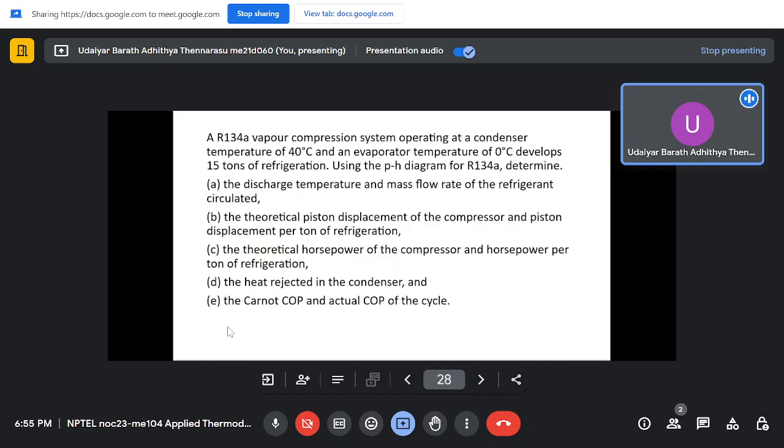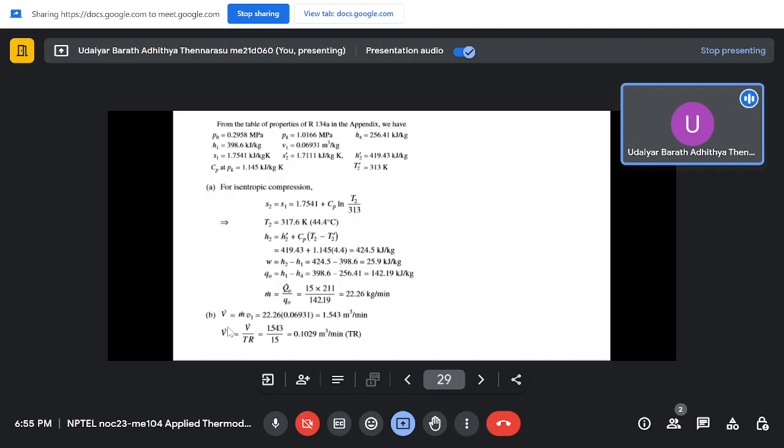So the next is specific piston displacement per ton of refrigeration. So 1.54 divided by 15 will come out to be 0.1029 meter cube per minute for 1 ton.